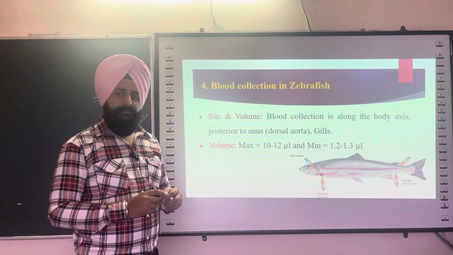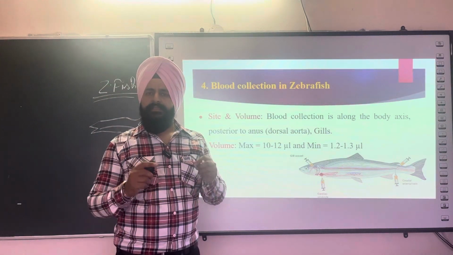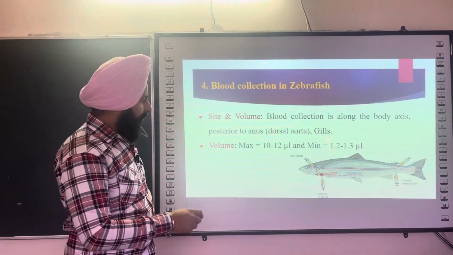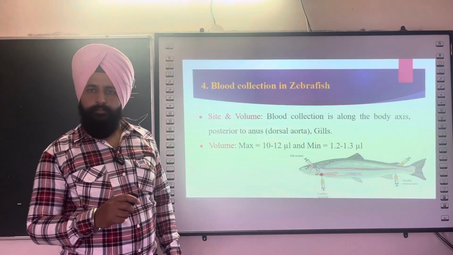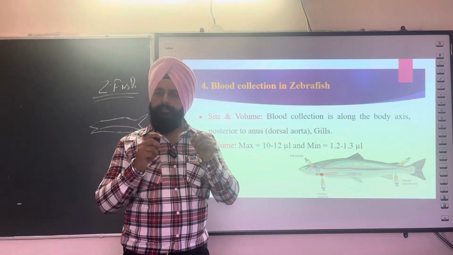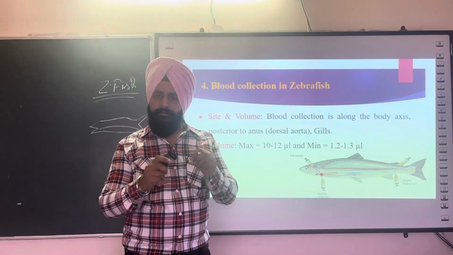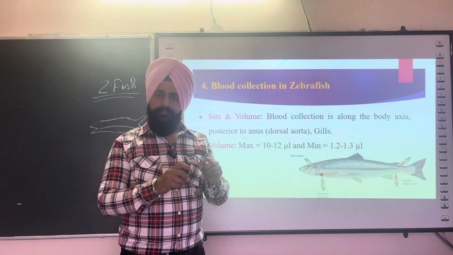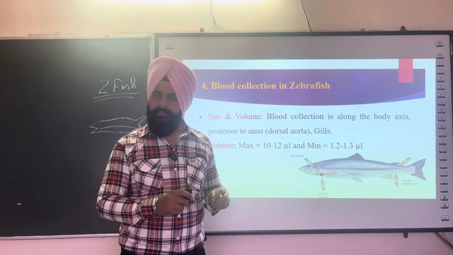So basically, as per the guidelines, if you take more than 12 microliter, there will be a problem for the zebrafish; the zebrafish can die. The minimum volume will be around 1 to 1.2 or 1.3 microliter. So this is the volume of blood that you can withdraw from the zebrafish using a Hamilton syringe. Which type of Hamilton syringe can you prefer? 10 microliter, 25 microliter, like that.